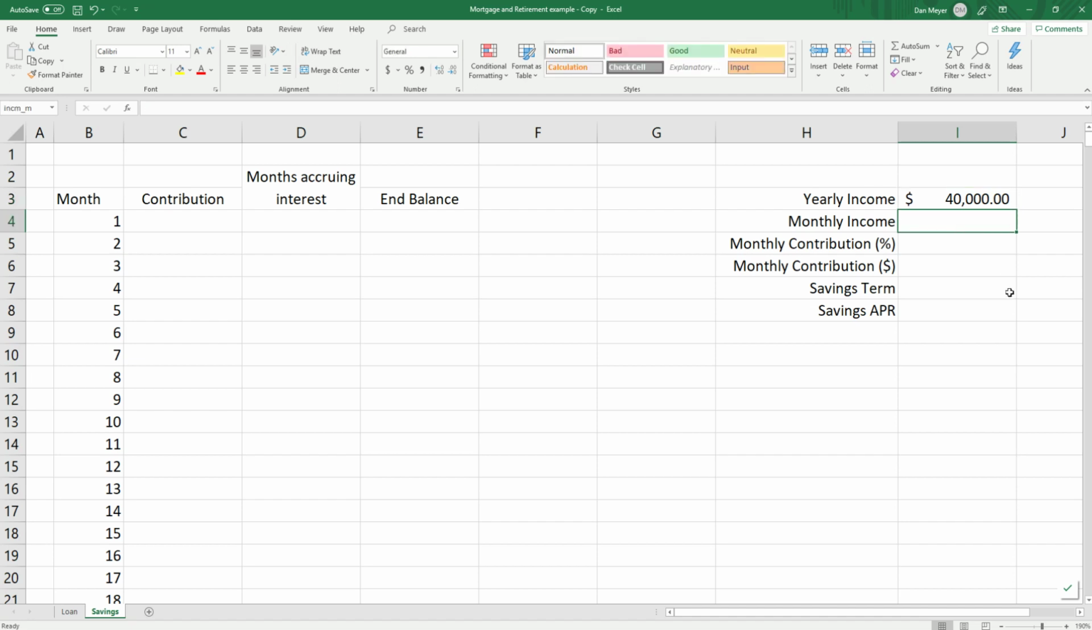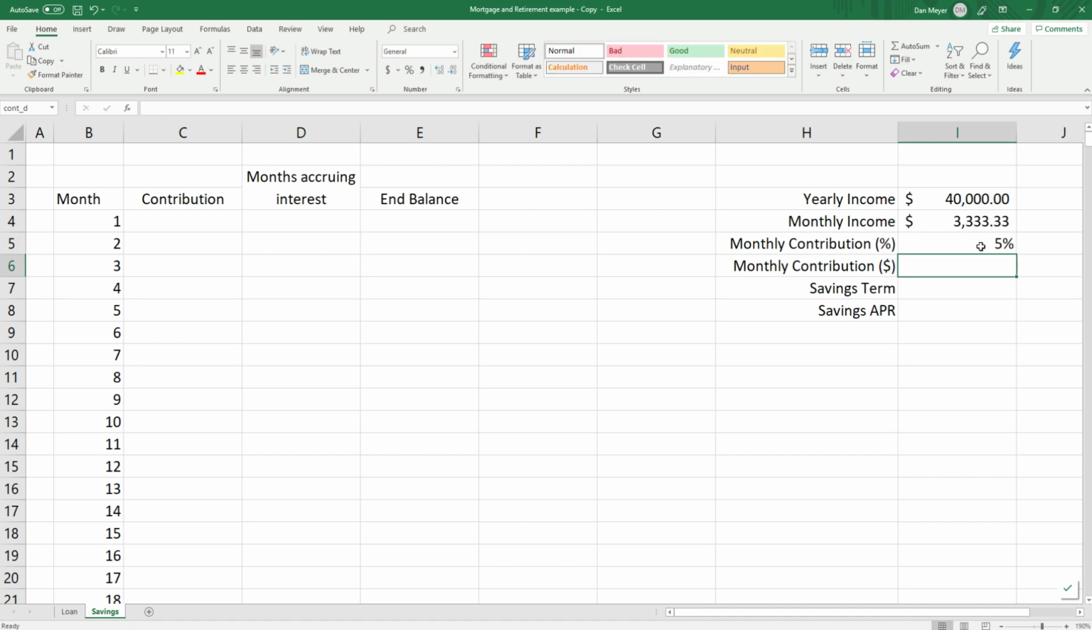All right. So if we want to figure out how much to put into our savings account, we need to first figure out a monthly income. If we're earning $40,000 a year, our monthly income is just that divided by 12. Format that as currency. When I was growing up, my dad told me that I should be saving 10%. Now, not all of that's going to retirement. So let's say maybe 5%.